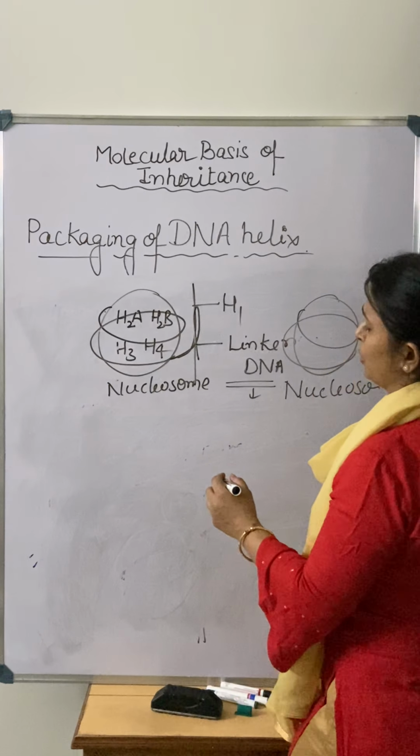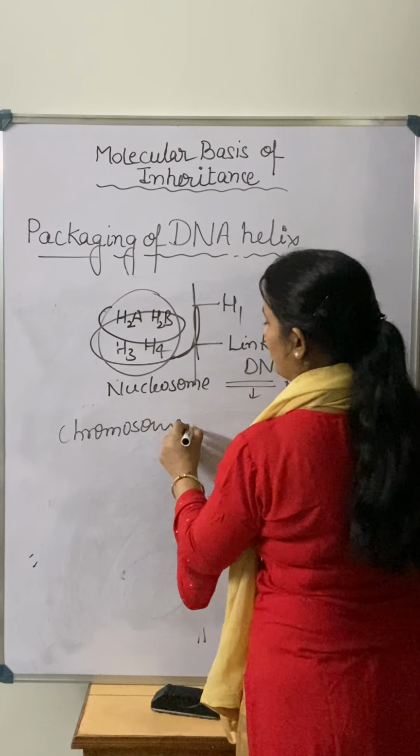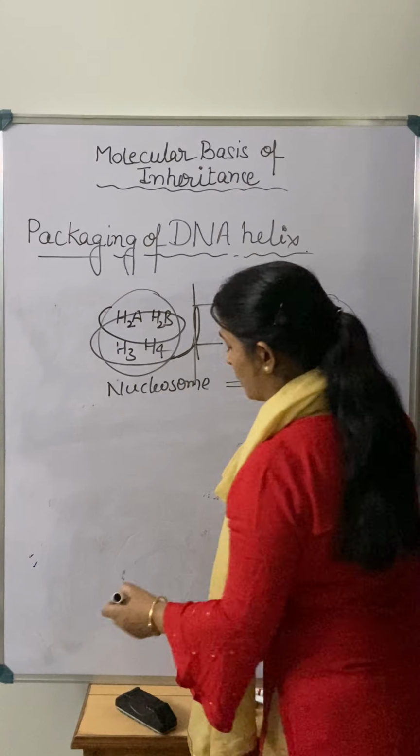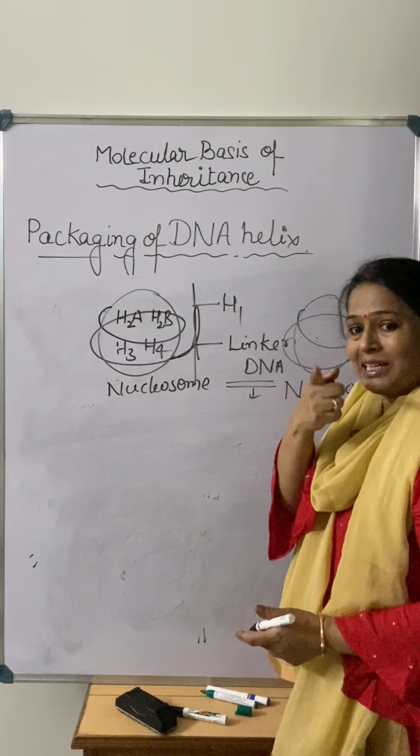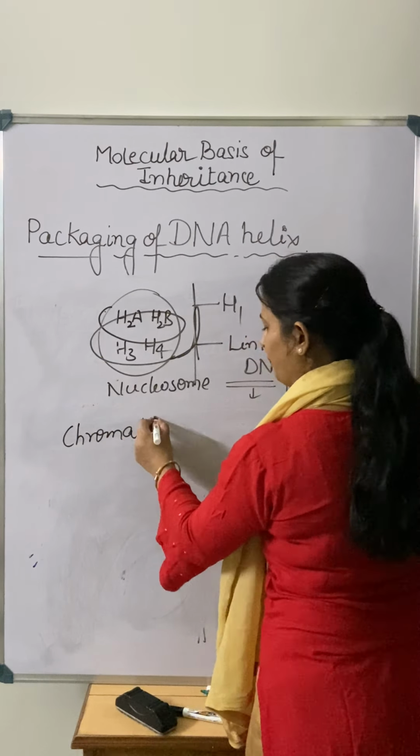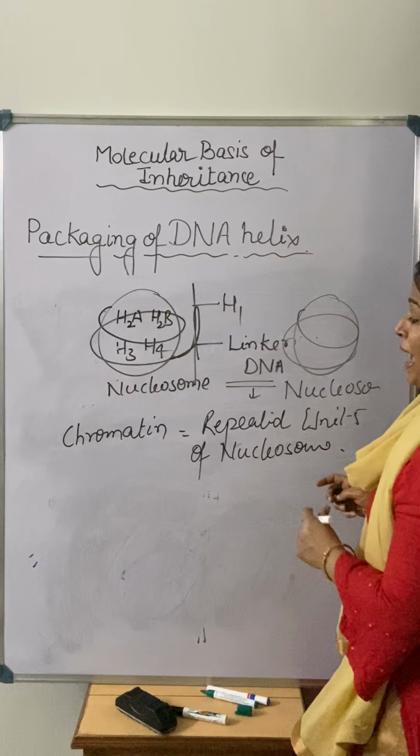I think now it's very clear to all of you what chromosomes are. Basically, what is formed before the chromosome, because the chromosome is the structure that actually forms during cell division. Before that it is just in the form of chromatin, right? So chromatin is a repeated unit of nucleosome, right? So this is the packaging of DNA.